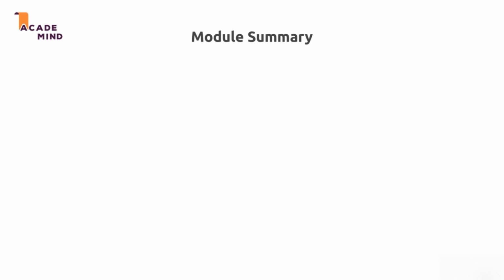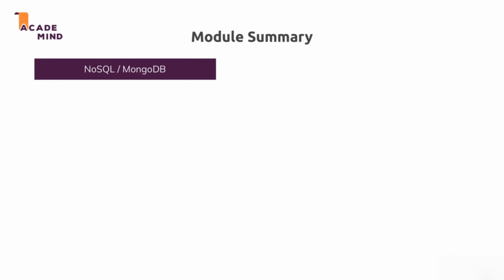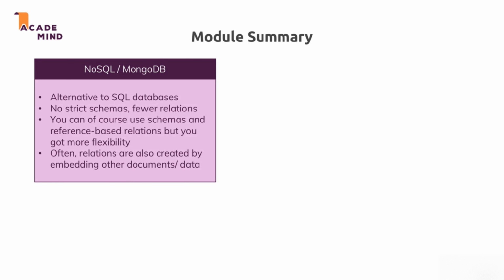In this module, we had a look at NoSQL and especially MongoDB, of course. Now, NoSQL databases, like MongoDB, are just an alternative to SQL databases. They follow a different philosophy. You have no strict schemas, which you do have in SQL, and you have fewer relations. You don't split your data across dozens of tables. Instead, you work with things like embedding data or using references or even mixing the two concepts, as you saw in this module too.